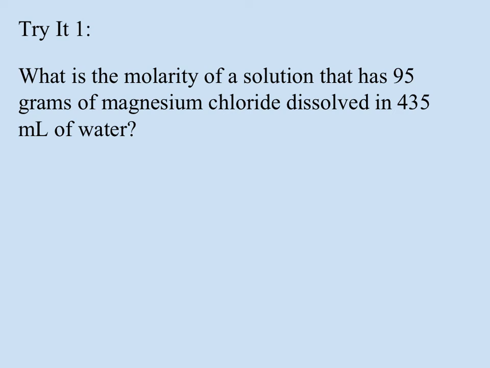So here's one for you to try. I'd encourage you to pause this before you watch my solution. What is the molarity of a solution that has 95 grams of magnesium chloride dissolved in 435 milliliters of water? So remember, I need moles, I need liters. So starting with my 95 grams, I need to know what the formula for magnesium chloride is. Since this is ionic, I need to know my oxidation numbers. So that helps me determine that would be MgCl2. So that means the molar mass of 1 mole is 95.21 grams.